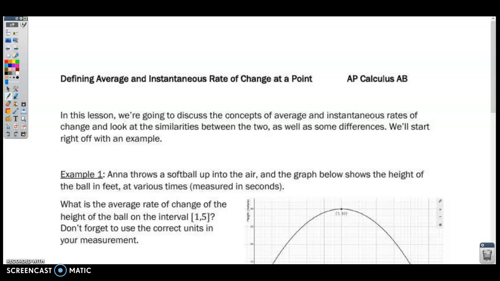It mentions right here in this lesson, we're going to discuss the concepts of average and instantaneous rates of change and look at the similarities between the two, as well as some differences. I'm going to start right off with an example.